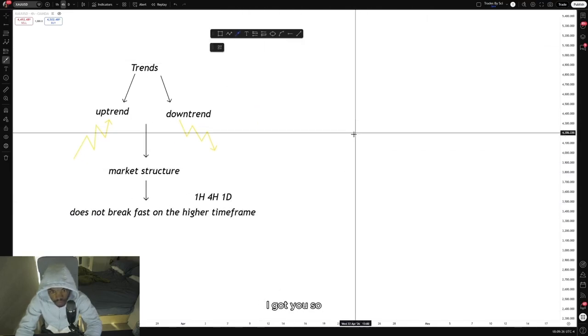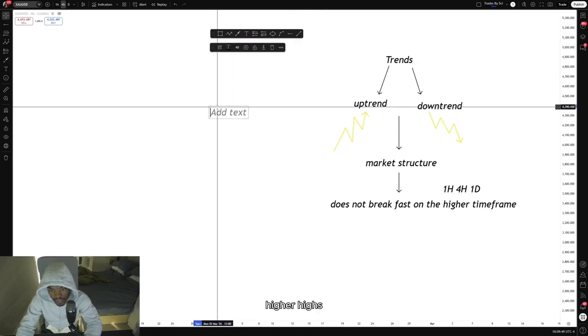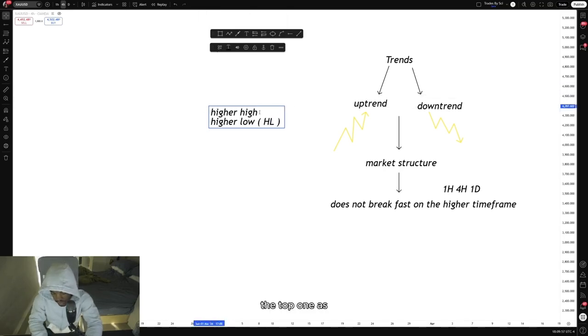Now, what do I mean that it does not break fast on the higher time frame? Cool, I got you. So an uptrend is basically when price is making higher highs and higher lows. So we have a higher high and a higher low. Basically, you can initial this HL, and then you can initial the top one as HH.